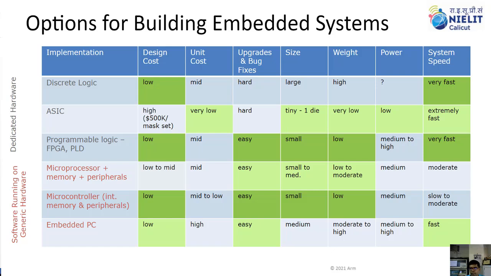And coming to software running on generic hardware, because in dedicated hardware the logic itself is implemented over there, but when it comes to software running on hardware like embedded PCs, microcontrollers, and microprocessors with add-on peripherals, for these three combinations the design cost is very low compared to the dedicated hardware, and similarly bug fixing is also very easy, and the size is not very large, it is medium to small to medium.